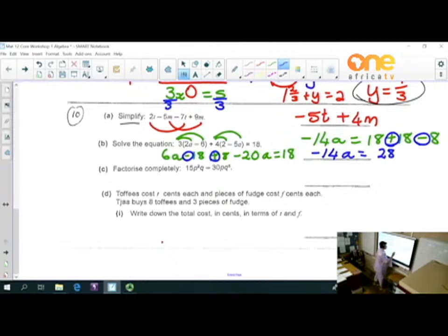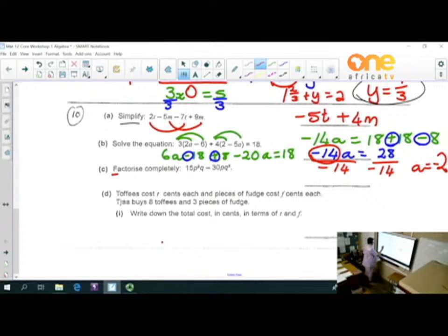And if you divide now, we're going to divide with the coefficient of a. This is the coefficient, so we divide with negative 14 and divide with negative 14, which makes a equal to negative 2. A is equal to negative 2.